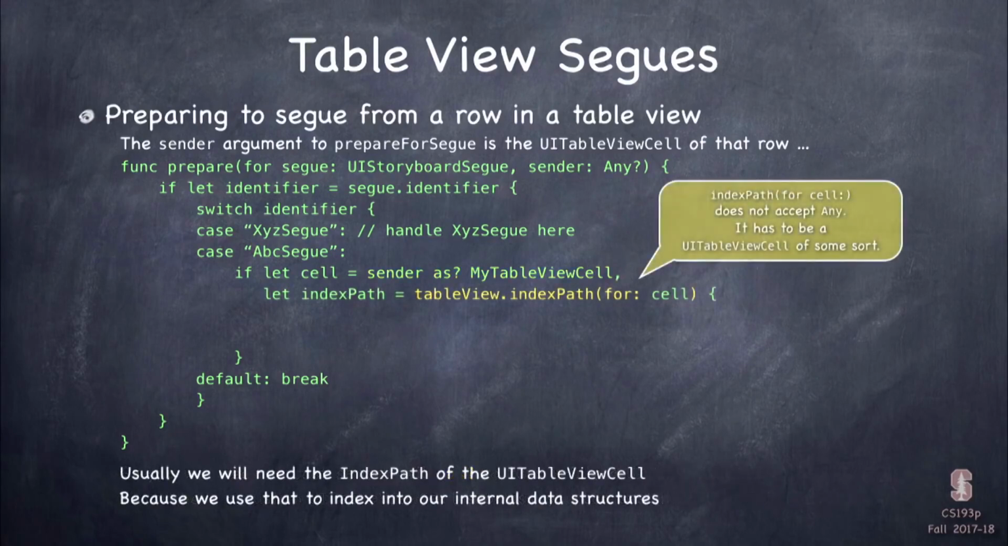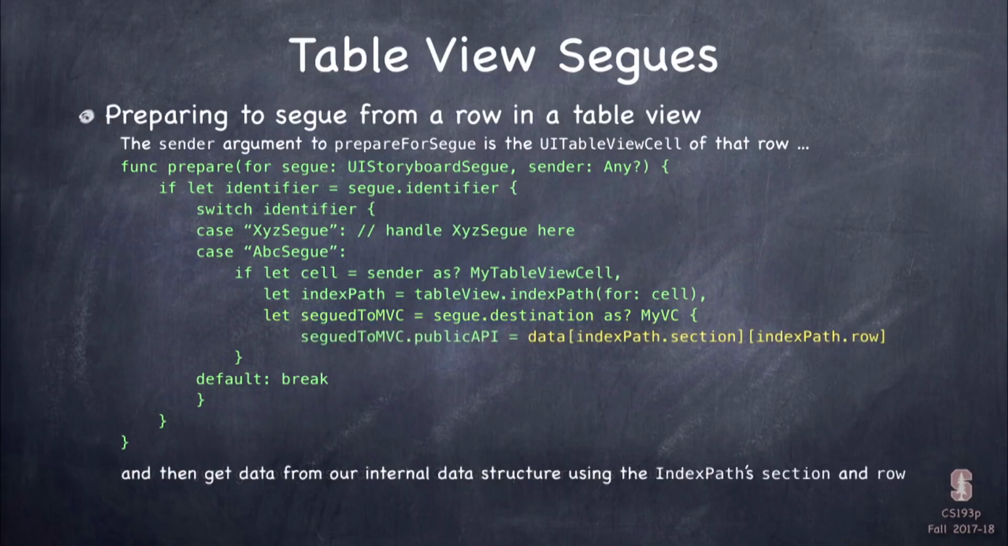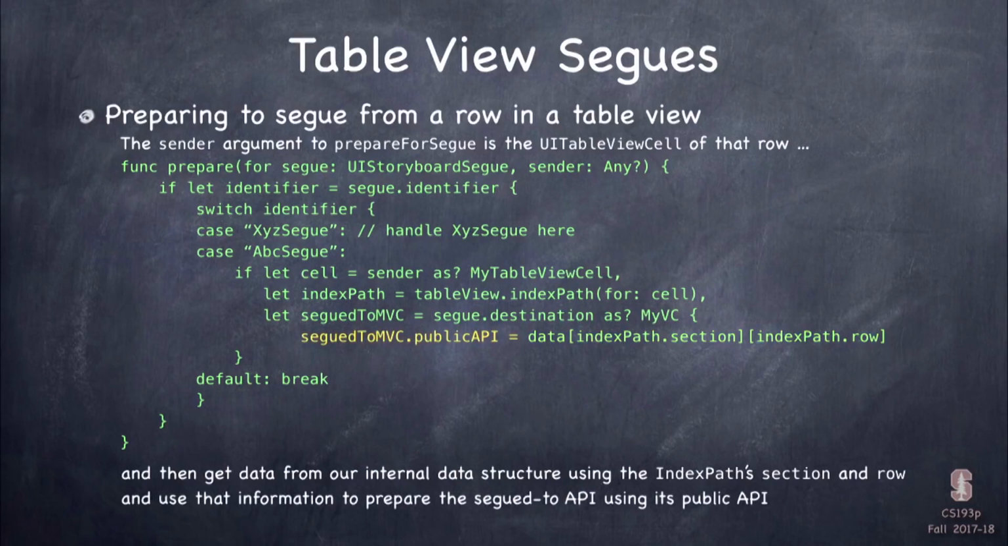Then you call this very important method in table view called indexPath(for: cell), and it will return an index path, i.e. the row and section, for that given cell. Okay, notice that you can't pass an Any to this, so you can't say indexPath for sender. You have to have cast it first to be a UITableViewCell or subclass thereof. Once you get the index path, then you can go ahead and do your normal thing where you get the destination as the MVC you're segueing to, and then you get from your model somewhere the data based on the section and row, and then you assign it to the public API of the MVC you're segueing to, okay? So that's the magic of segueing.